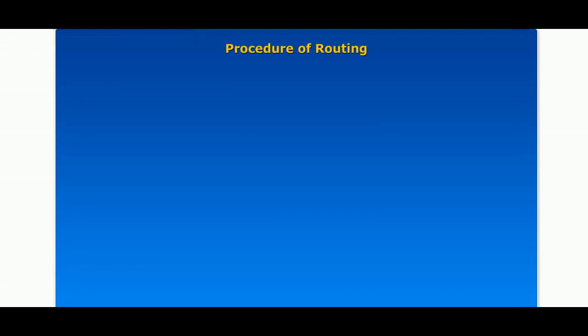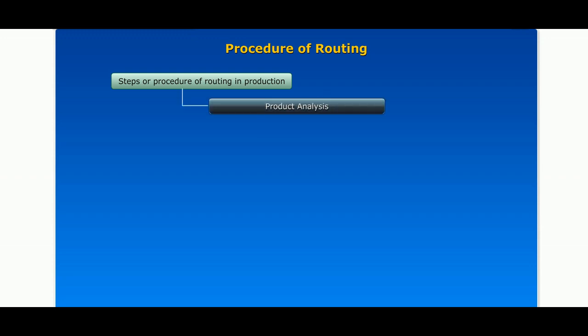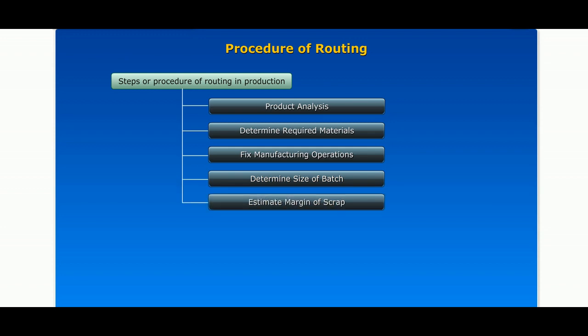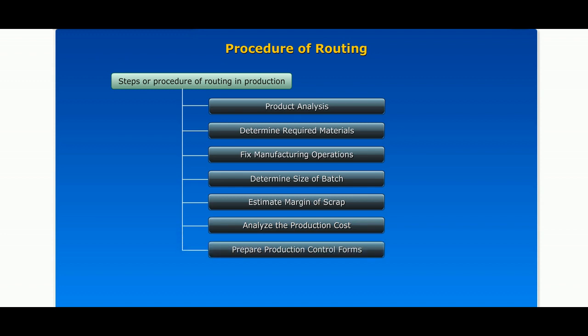Procedure of routing. Steps of procedure of routing in production. The steps or procedure involved in routing include product analysis, determine required materials, fix manufacturing operations, determine size of batch, estimate margin of scrap, analyze the production cost, prepare production control forms, prepare route sheet. Click each procedure of routing tab to learn more.